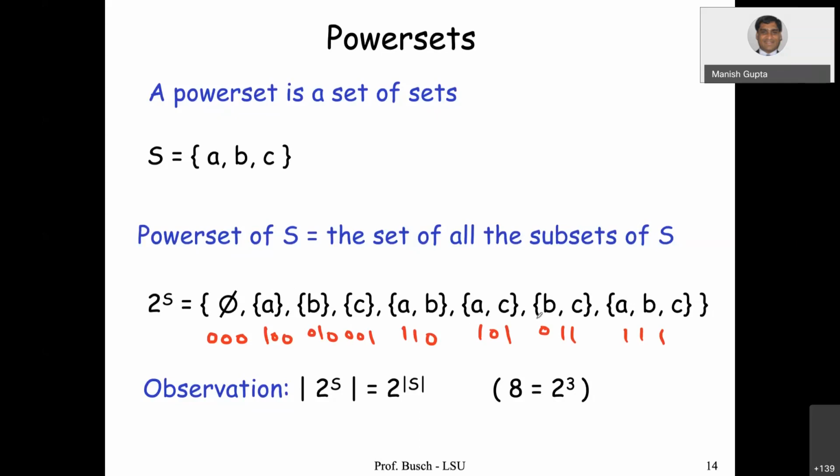Beautiful observation, right? So that means, given a set, if you look at the power set, we can write its elements in terms of binary numbers. This is very useful in the discrete math sense. People utilize this concept quite a lot while doing many calculations. So this is an important observation in terms of the power set.